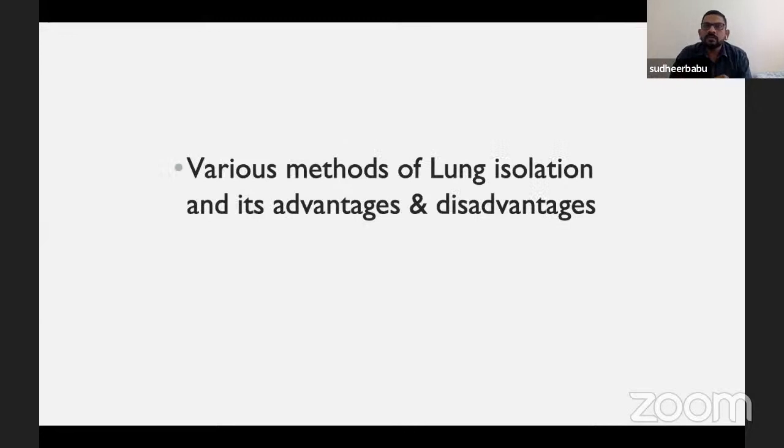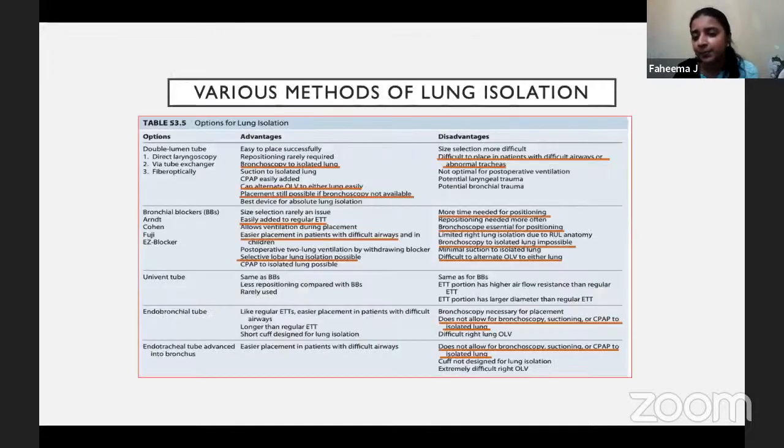Okay. So tell me various methods of lung isolation and their advantages and disadvantages. For this patient, the height is 170 centimeters. So how will you plan the lung isolation for this patient? For lung isolation, we can use either a double lumen tube or a bronchial blocker, or the other two options are a single lumen tube advanced into the bronchus or an endobronchial tube. In the case of a double lumen tube, since he is 170 centimeters in height, a 39 or 41 French left-sided DLT will be appropriate. So, advantages of DLT are that it is easy to place using a blind method.